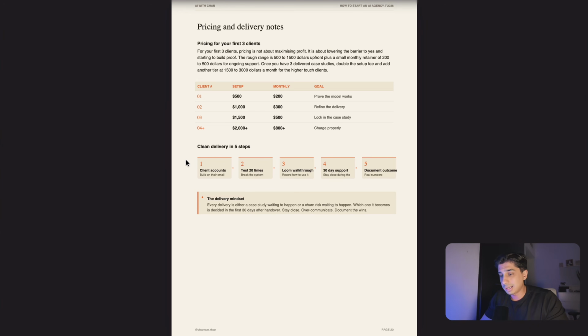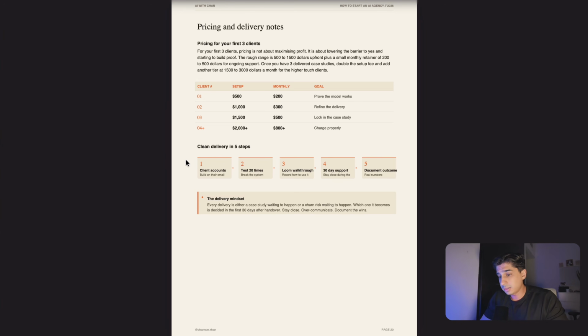Number 1 is client accounts, so build on their email. 2, test 20 times. Try and break the system. Try and absolutely destroy the system to make sure you can fix it and make sure it is perfect. Step 3 is Loom walkthroughs, record how to use it. 4 is 30-day support, so stay close during these 30 days. 5 is document outcome, so real numbers, right?